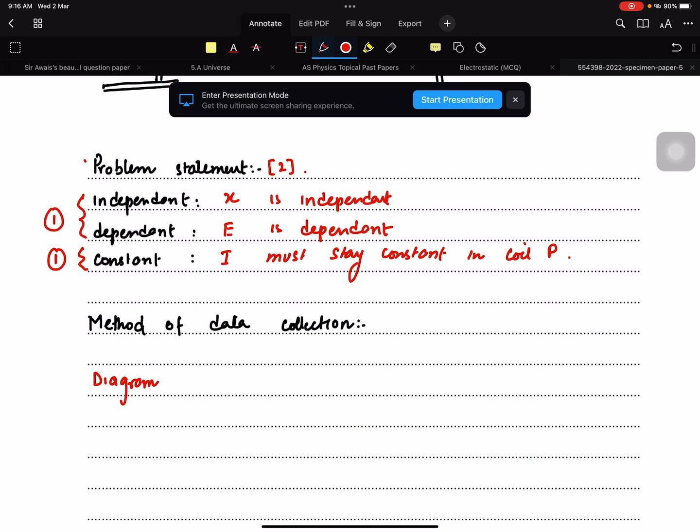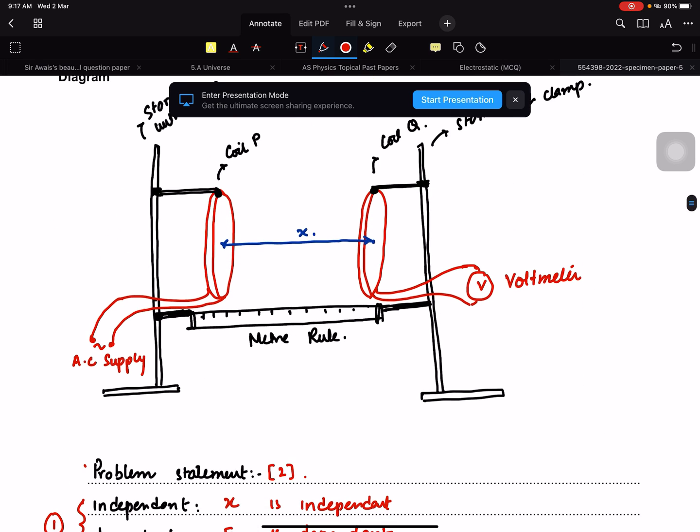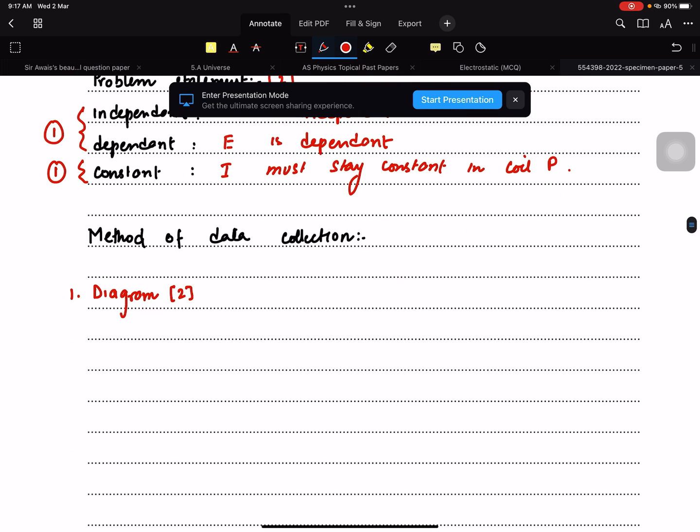Once you do that, the diagram basically will have a total of, usually they make it 2 or 3 marks, but it's usually 2 marks. So making the whole diagram and the right circuitry gives you this. Then you start writing how to calculate stuff.